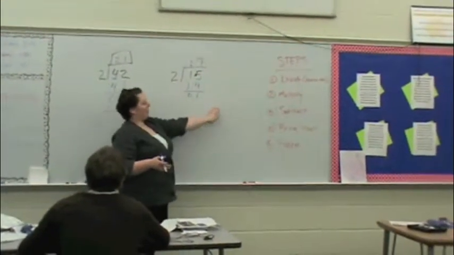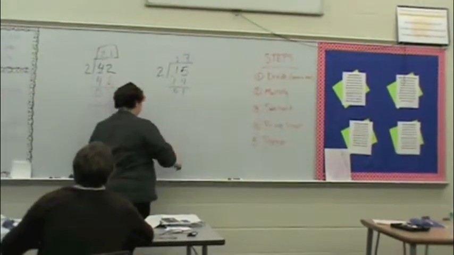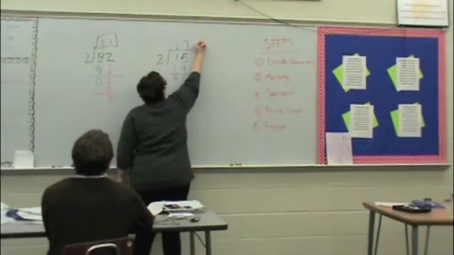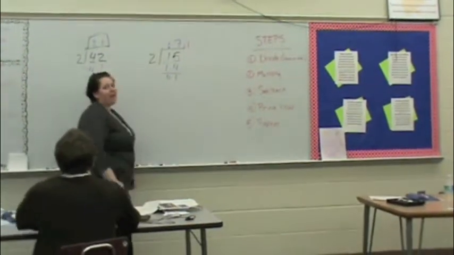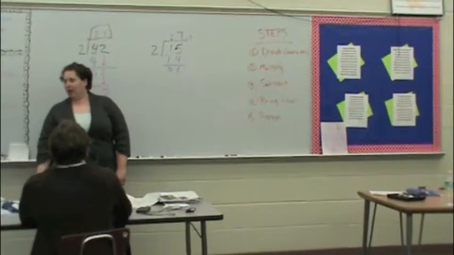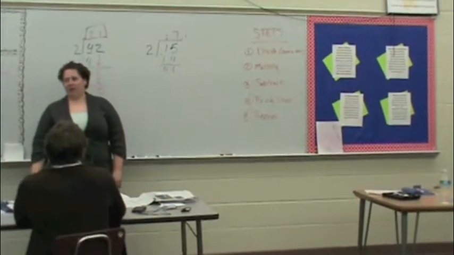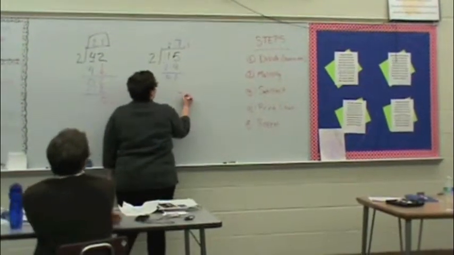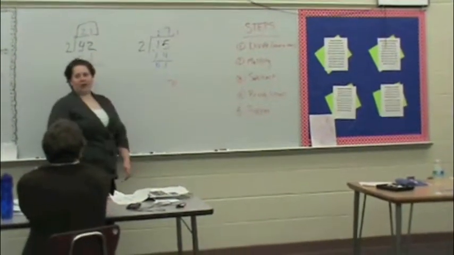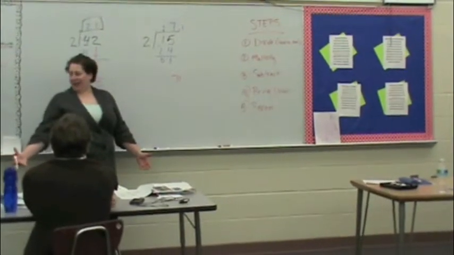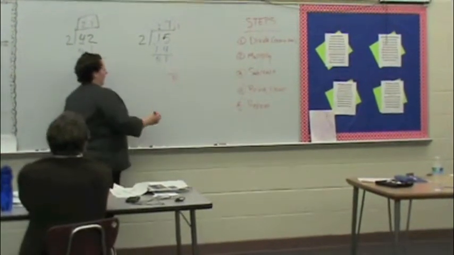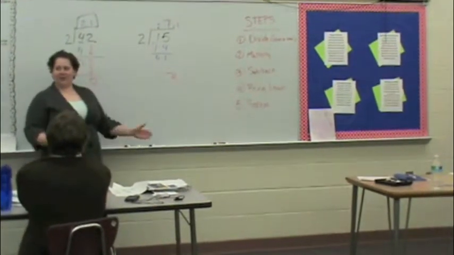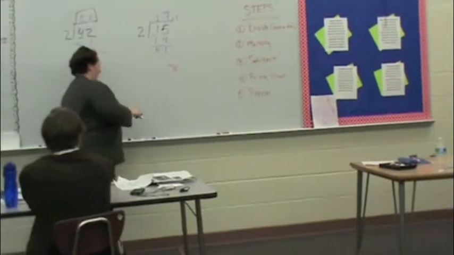Bring down. I don't have anything to bring down. So this becomes a remainder. So R1. And you have to have that R. It doesn't have to be capitalized, I don't care, as long as you have an R. Because otherwise your answer looks like it's 71. Oh, look, 71. And that's not the right answer. If I have 7 R1, then I know it's 7 remainder 1.